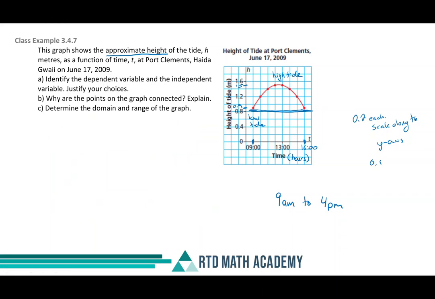Question B. Why are the points on the graph connected? We've talked about this a little bit before. We're talking about time and height and things being connected. We're not actually having the individual dots, even if those were the only times that they actually chose to measure the height. And it's because time is continuous, right? Time is continuous.